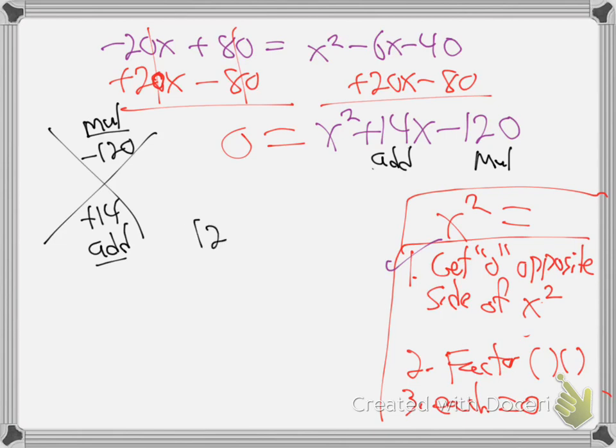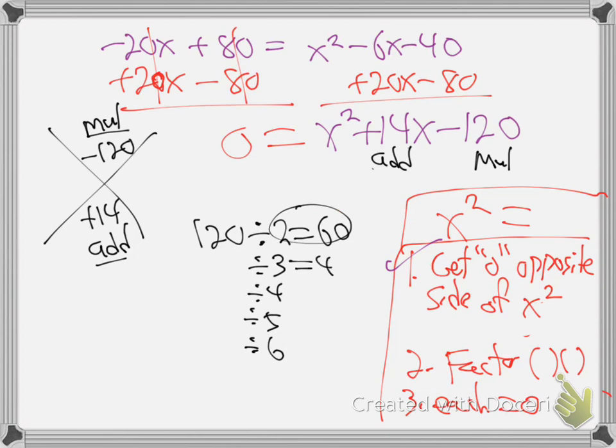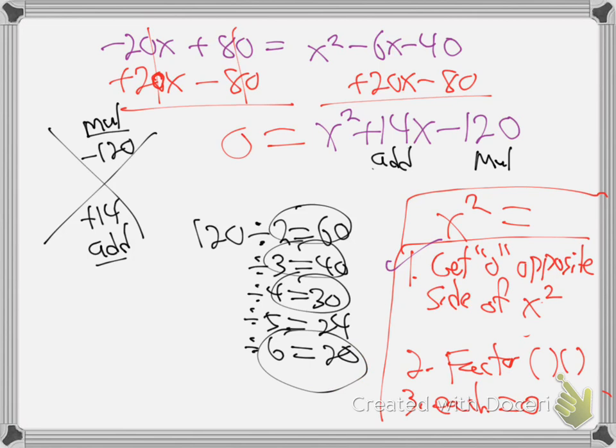So you take the 120, and remember how you do this? You just take the 120 and start dividing with your calculator. Divide by 2, divide by 3, divide by 4, divide by 5, divide by 6. I'd get 60. Can 2 and 60 do it? No. Divide by 3, 3 and 40. Can they make the 14? No. Divide by 4, that'd be 30. Can 4 and 30 make it? No. Divide by 5, what's that, 24? No. Divide by 6, what's that, 20? There it is. 6 and 20 can make the 14.